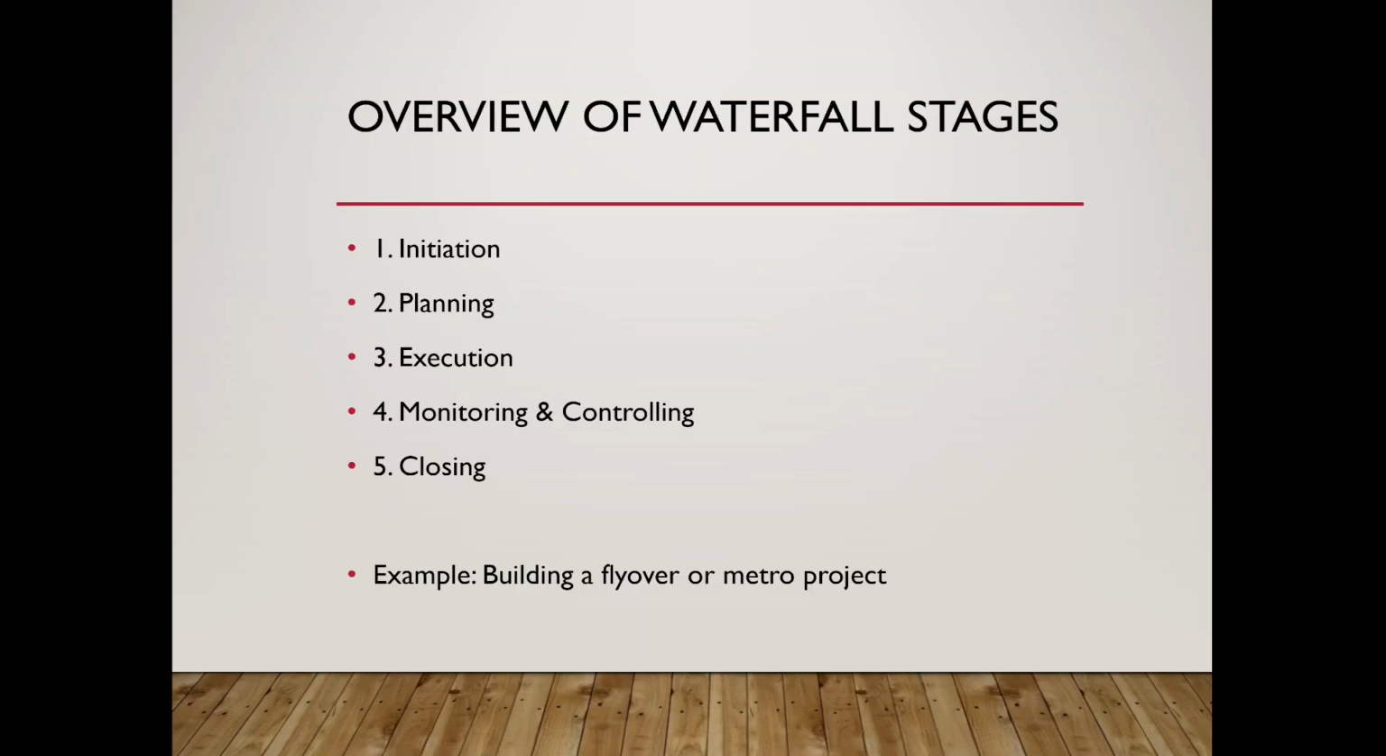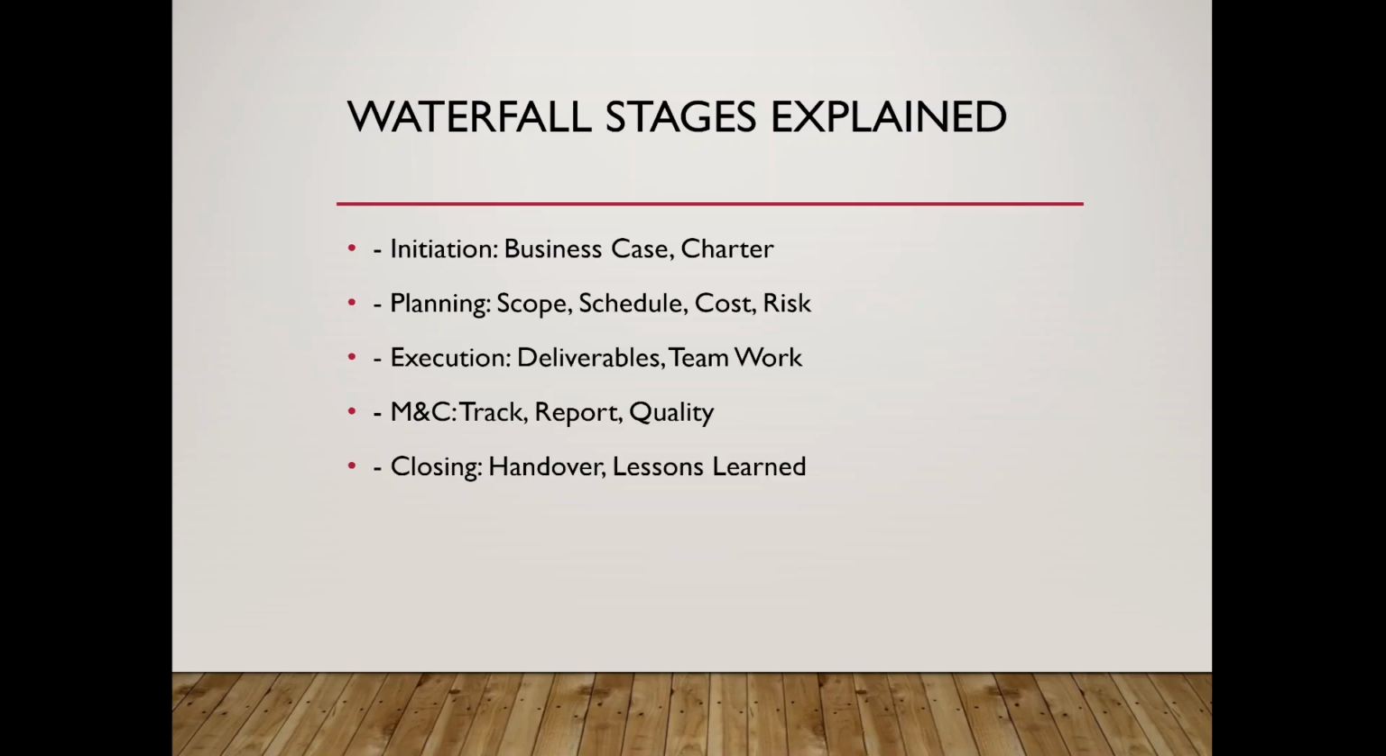Let's start with waterfall. In a predictive life cycle, we follow a very structured sequence of five stages: initiating, planning, execution, monitoring and controlling, and finally closing. For example, think of building a metro rail project. Once the design is locked, it's extremely difficult to make changes midway. So, waterfall works best.